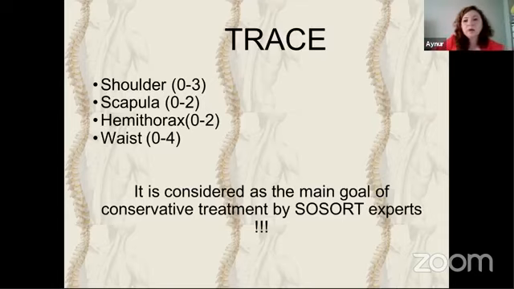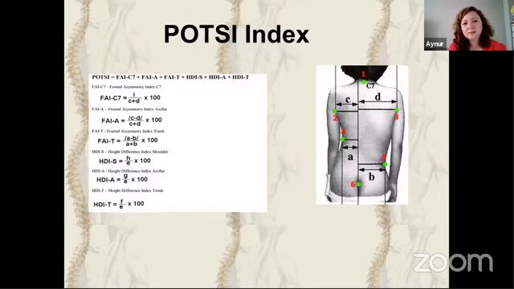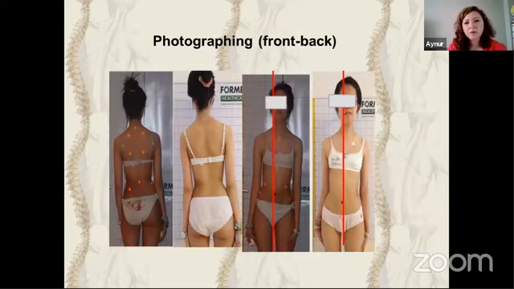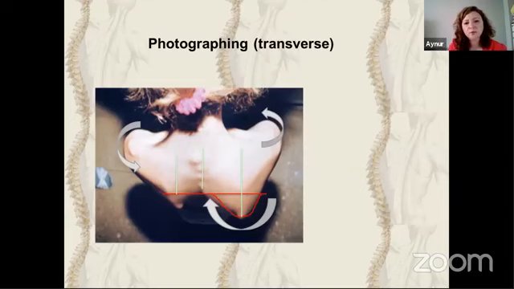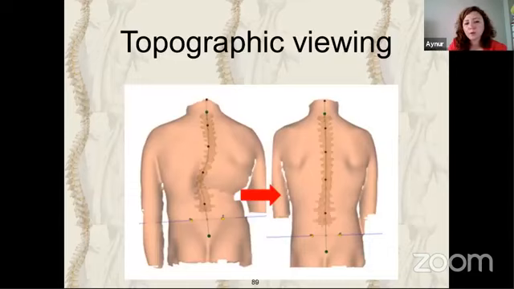We evaluate in the first visit and then the follow-up visits. We look if it is improved or not. As you see, in the next visit, the trace is improved. POTSI and ATSI index are for academic reasons. We must take photos in coronal, sagittal, and transverse planes, in all the visits, front and back, transverse photographic, for follow-up visits, and topographic viewing. It's a new and developing technology. In the future, we will use it more, I think.